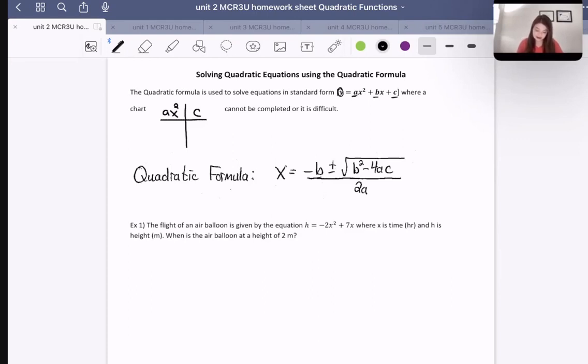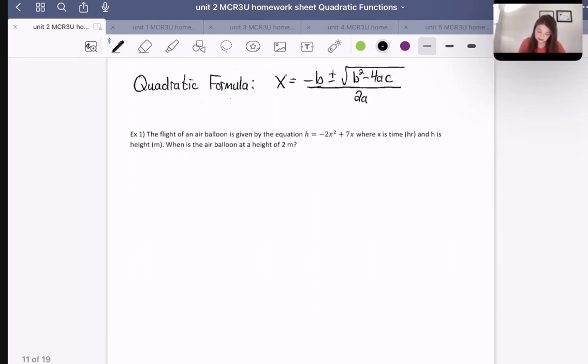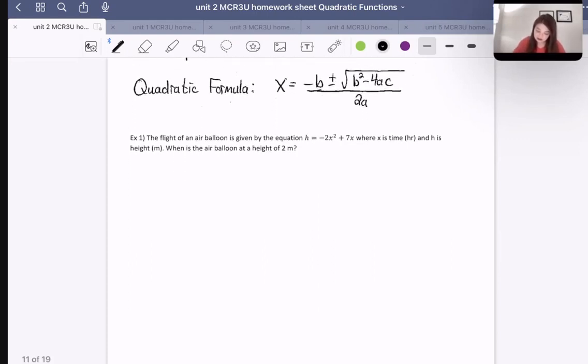So let's start with an example here. It says the flight of a hot air balloon is given by the equation h is equal to negative 2x squared plus 7x, where x is the time in hours and h is the height in meters. When is the hot air balloon at a height of 2 meters? Okay, so first of all, we need to substitute 2 meters for the height. So our first step would be to say that 2 is equal to negative 2x squared plus 7x.